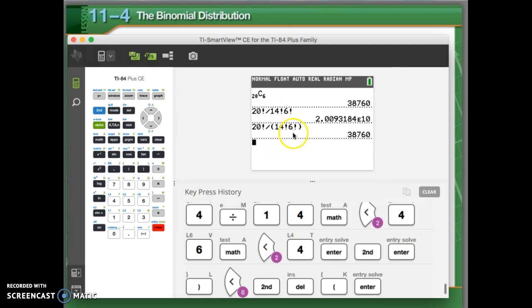The denominator will always be the number of successes, factorial, times the number of failures, factorial, and the numerator will always be the number of events, factorial. So 20C6 means 20 factorial over 6 factorial times 14 factorial. 20C8 would be 20 factorial over 8 factorial times 12 factorial.